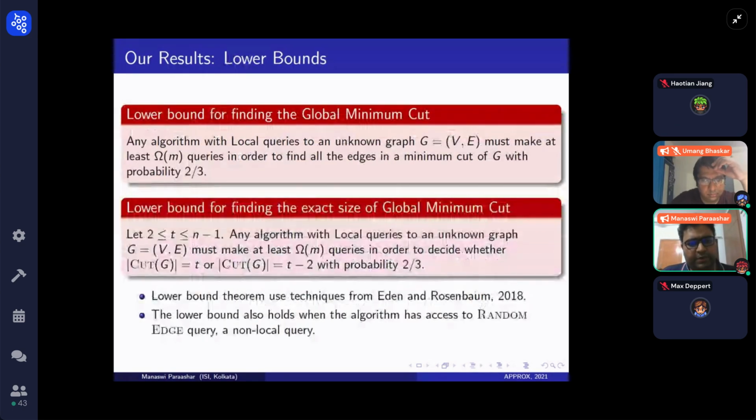We also give two lower bound results. The first one is for finding the global minimum cut, and the second one is for finding the exact size of the global minimum cut. Both these lower bounds are omega of n, and kindly look at the paper for the formal statement of these theorems. However, two remarks are in order.